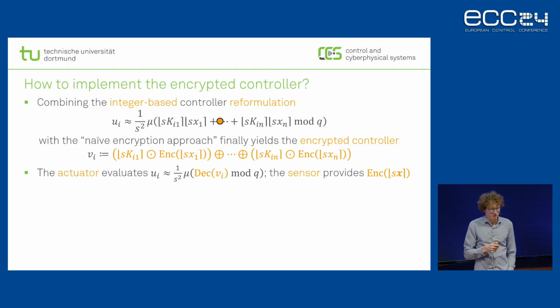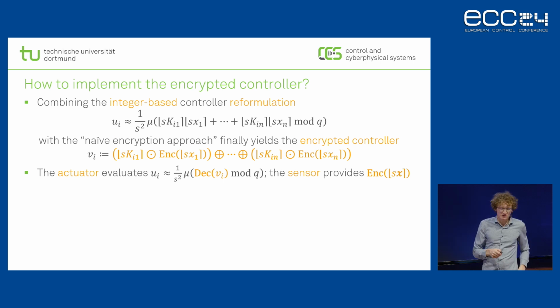Okay, so what do we need to do in order to implement it using our toolbox? Well, let's first wrap up here. We came up with this integer-based reformulation. And if we combine this integer-based reformulation with our first naive encryption approach, where we simply applied it on the real value data, then we end up with this encrypted controller here. So the idea was right, that with these encrypted additions and partially encrypted multiplications, we can realize it. However, we needed this integer-based realization to start with.